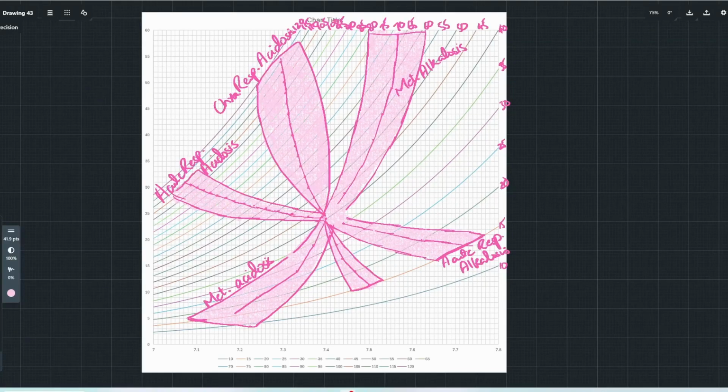Hello, I'm Dr. Aizaz from MedicoVisual.com, and in today's visual lecture, we will talk about the Davenport diagram, which is also called the pH nomogram. So this is the diagram that I am talking about, and you might have seen it in your textbooks. Almost every famous textbook has this, including Guyton and Hall, the textbook of physiology.